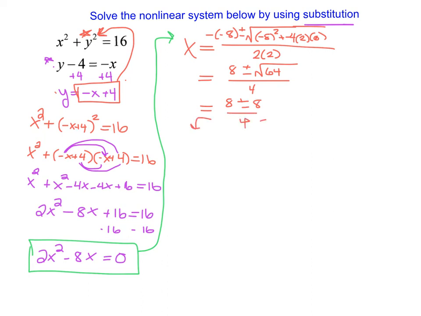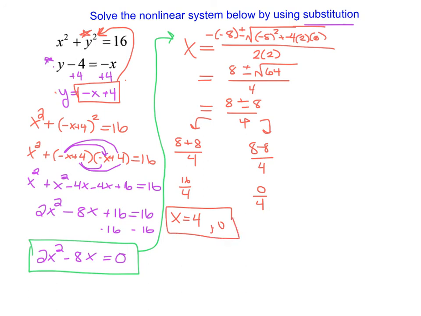If I split it into the positive and negative answers, I have 8 plus 8 divided by 4, which is 16 over 4, which gives me my first x value of x equals 4. And then if I do the same thing over here, 8 minus 8 over 4 becomes 0 over 4, which becomes the other x value of x equals 0. So I have found my two x values here, and remember, those x values are a part of my solutions. They are the x coordinates where these two equations cross. So I'm going to put 4 in for x and 0 in for x, and then find my y values.